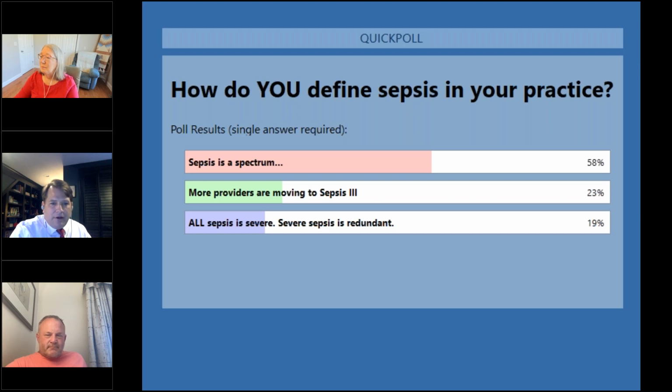But we've got a little over 50% showing that there is still a kind of acceptance of that Sepsis-2, of that SIRS plus infection, that idea that sepsis can occur without organ dysfunction. But within this group, and I don't think that's too surprising, being that we have so many folks that have thought so much about sepsis, is recognizing that more and more people are moving to Sepsis-3. And then the 20%, which are usually the loudest in our query responses when we used to query for non-severe sepsis, is all sepsis is severe and severe sepsis is redundant. So the 20% of you, I hope to have some answers for you as we move forward.